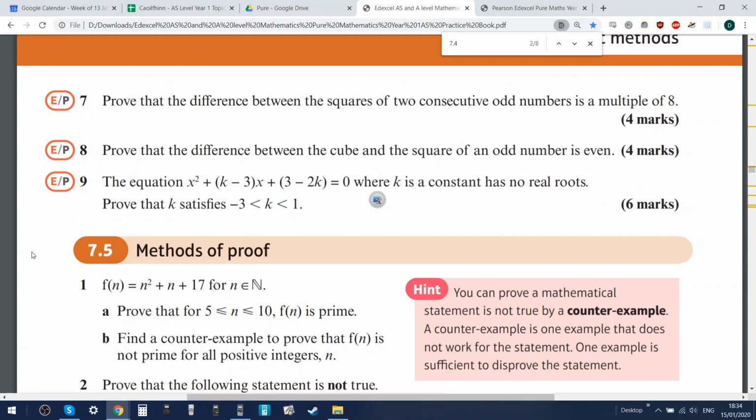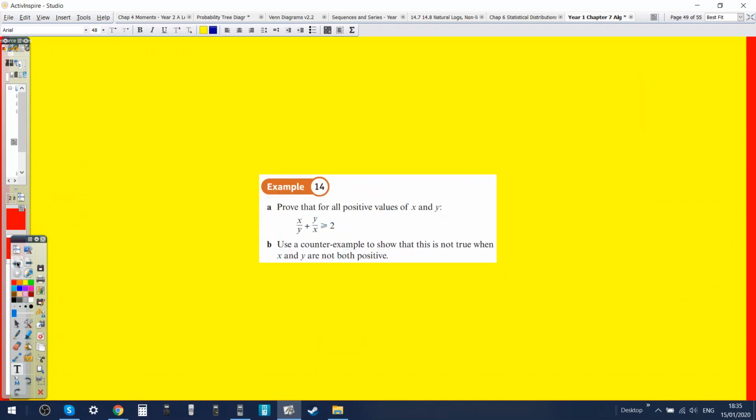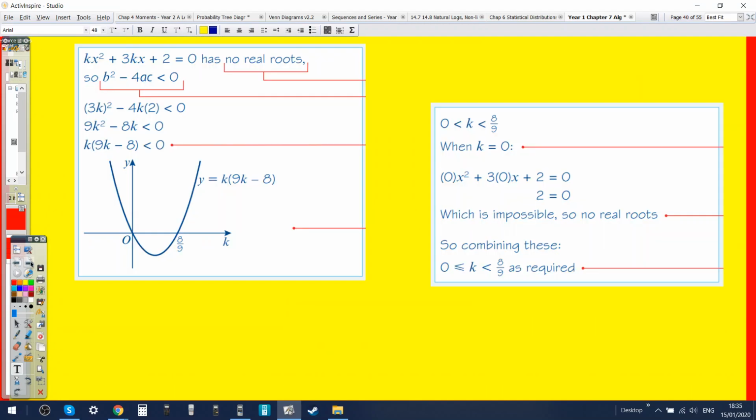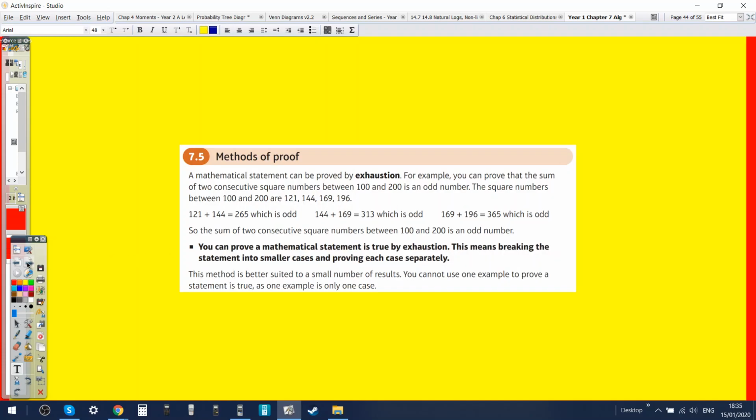Okay, next one, methods of proof. Did I skip past it? I did. Methods of proof. Okay, how do you feel about that stuff? Mathematical proof. Okay. Grandiose. Methods of proof. Here we go.